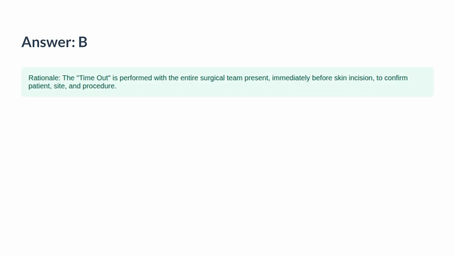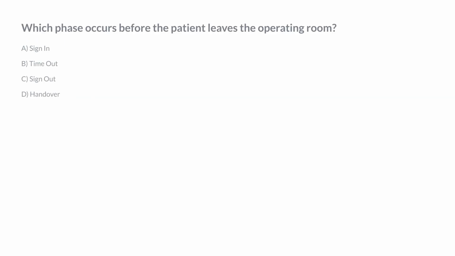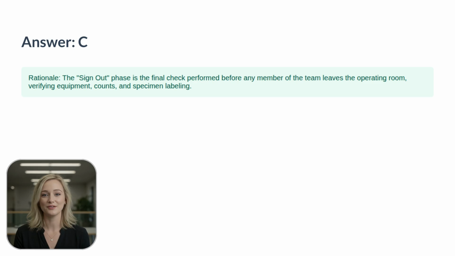The answer is B. The timeout is performed immediately before skin incision with the entire surgical team to confirm patient, site, and procedure. Here is the next question. Which phase occurs before the patient leaves the operating room? The answer is C, sign out. This final check verifies equipment, counts, and specimen labeling before any team member leaves the operating room.